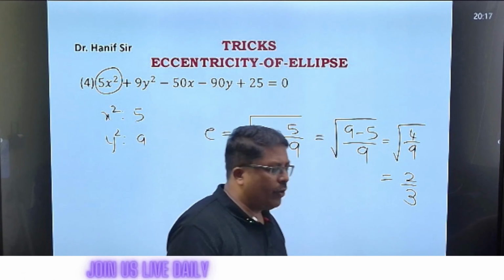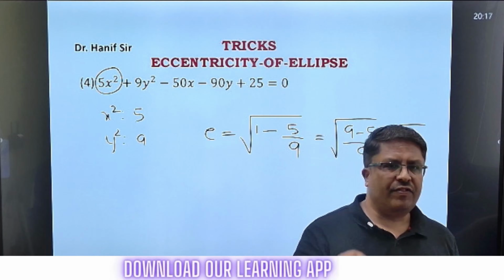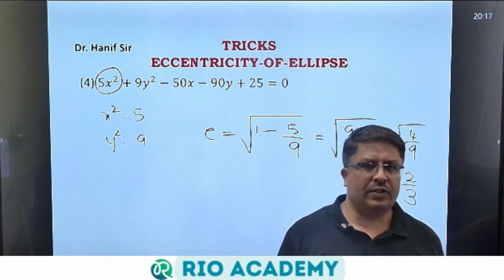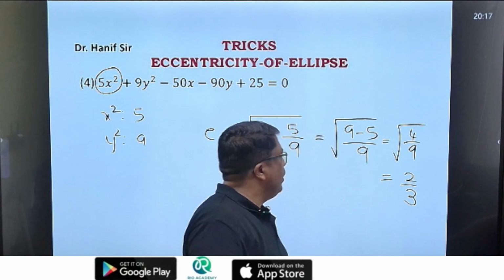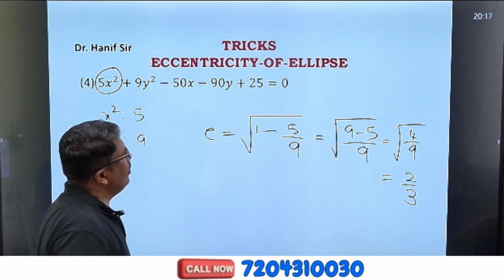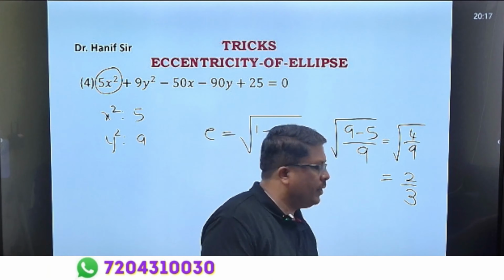Yes, this is magic or not? Within a fraction of a second, I can calculate this. Okay, that is called eccentricity of an ellipse.